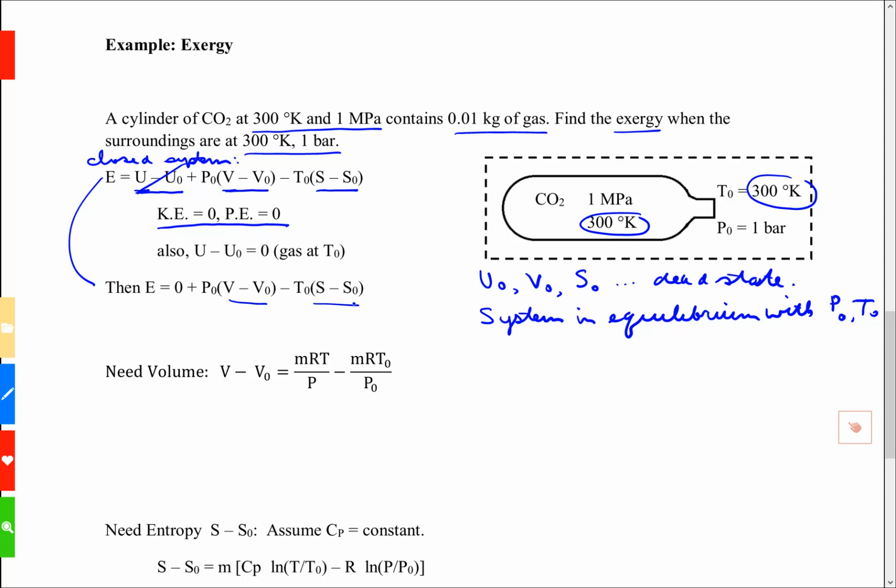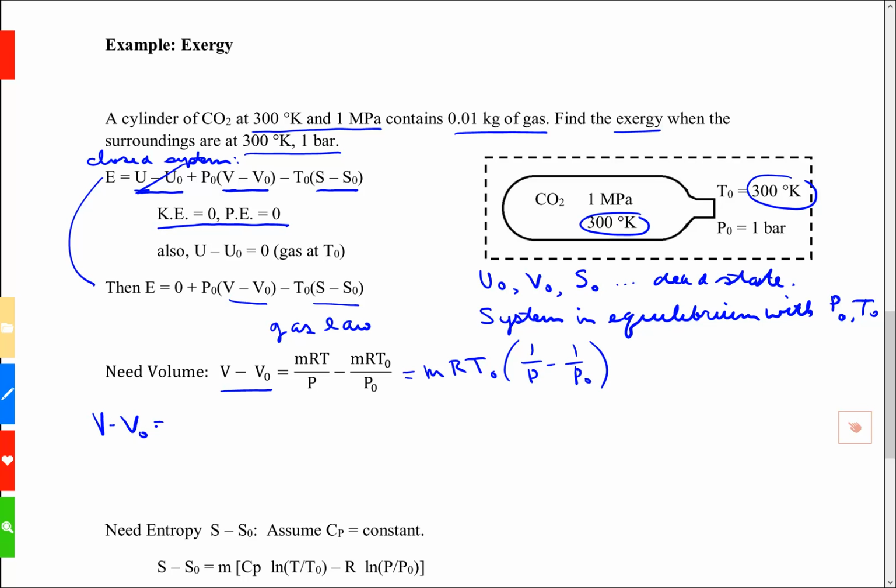So let's go after the volume difference here, V minus V0. Using the gas law, we can write V as MRT over P, and we can write V0 as MRT0 over P0. Let me recopy this. Because the temperatures are equal, I'm going to write this as MRT0 times 1 over P minus 1 over P0. Let's put some numbers in.